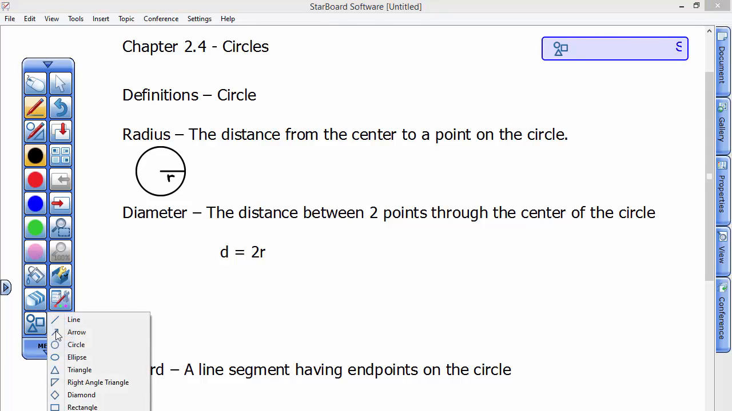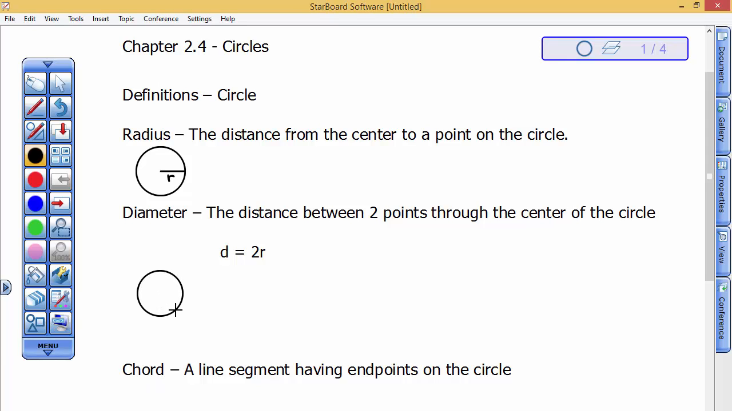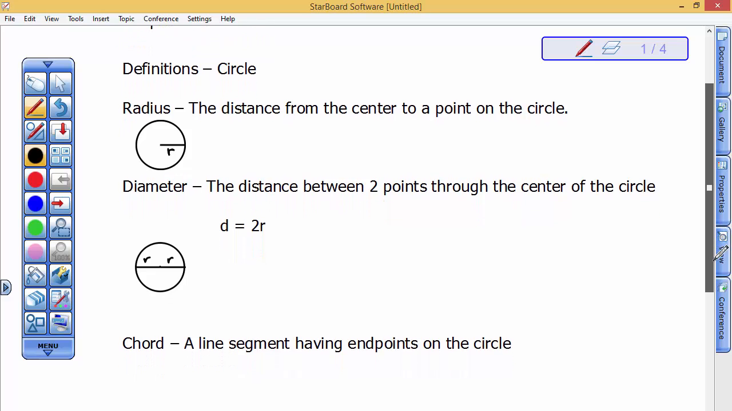The diameter of a circle is just twice the radius, because the diameter is the distance between 2 points, but it goes through the center of the circle. So say there's the center of the circle right here. The diameter goes from 1 point on the circle through that center to the other side of the circle. And so again, you can see my little center point right there. There's a radius here and a radius here, which represent the diameter, or the diameter is twice the radius.